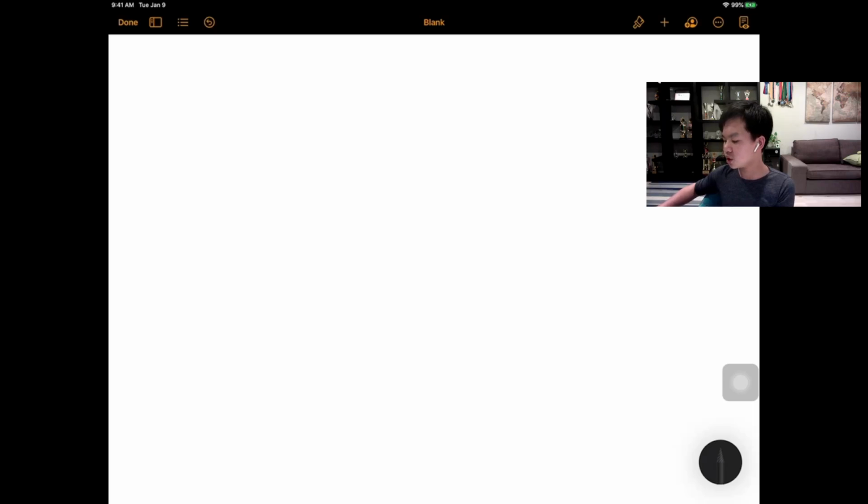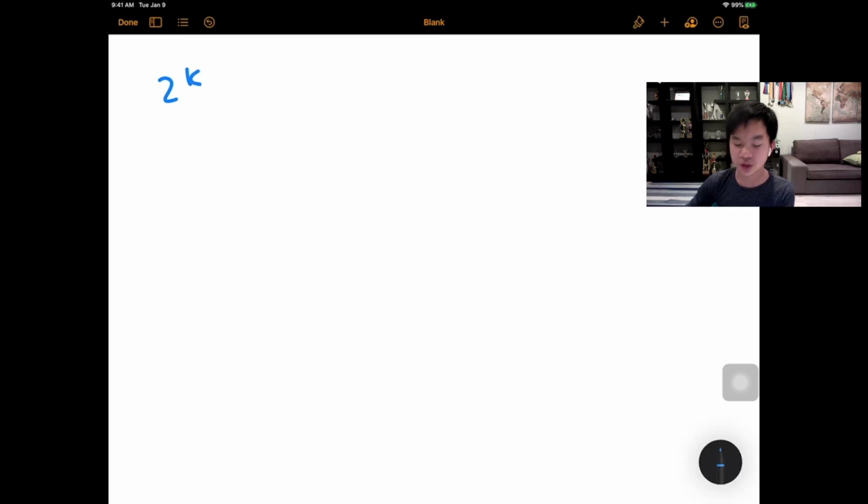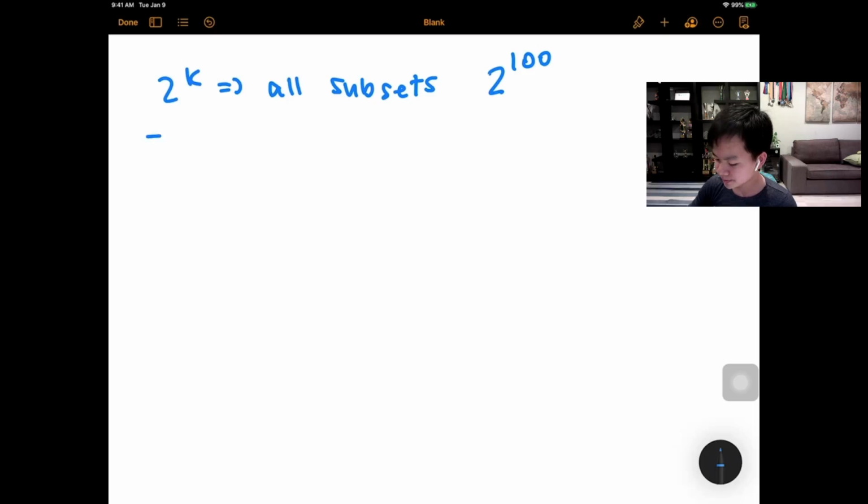One approach would be generating all subsets. This would take 2 to the k to generate all subsets. And this would not pass because this would result in a worst case of 2 to the 100th, which is way too big. So we cannot use this.